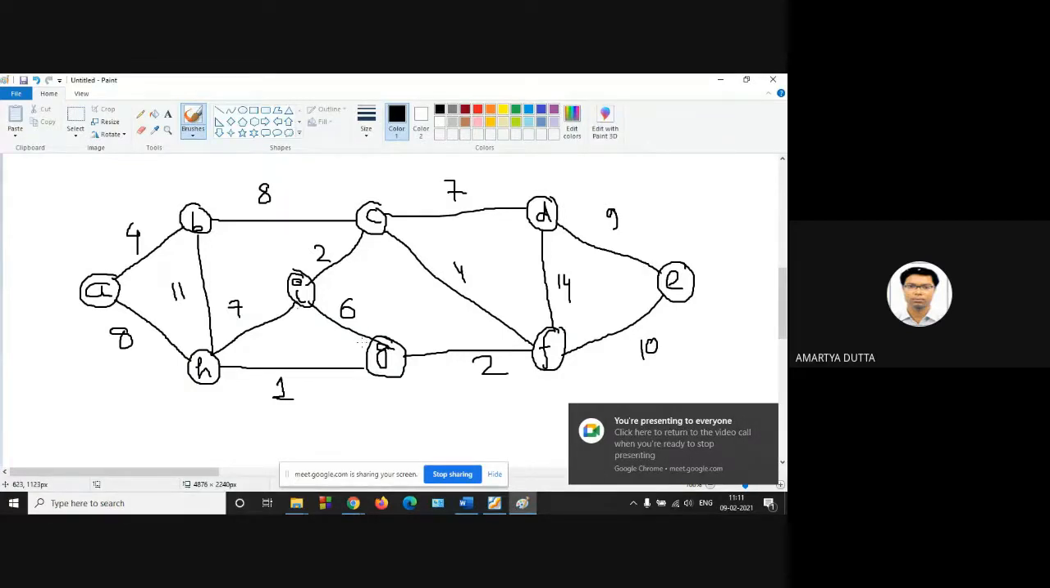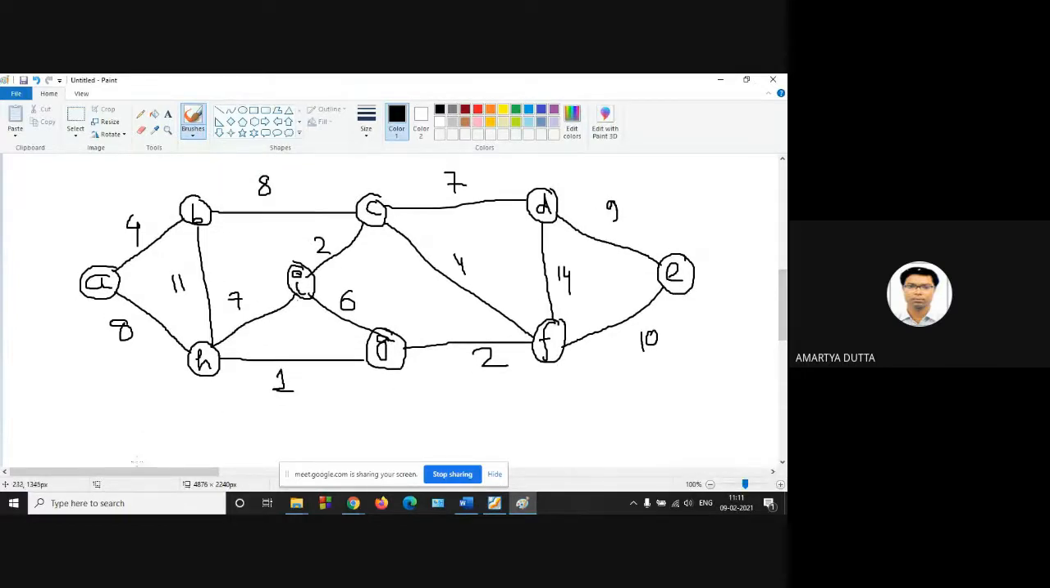Okay, so the graph is given to you. Your first task is to find the minimum spanning tree of this given graph. In your new graph, all the vertices are the same as the given graph, but the number of edges is less than the given graph. So this is the spanning tree.